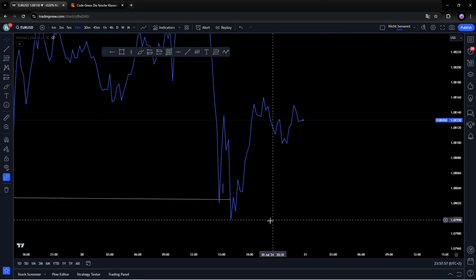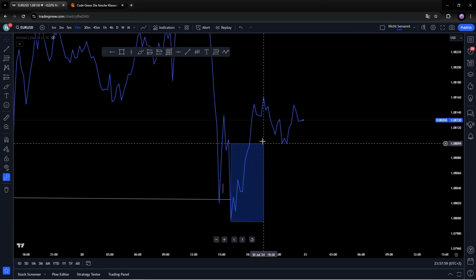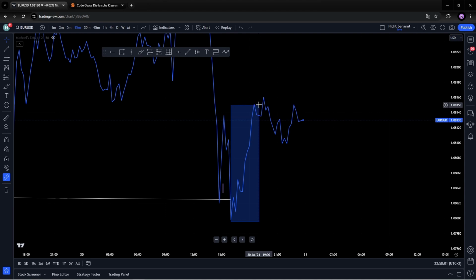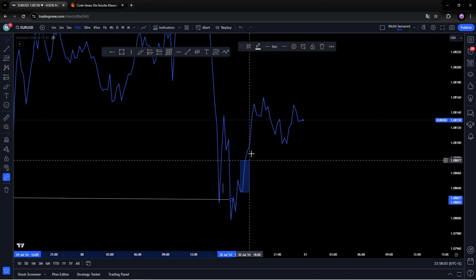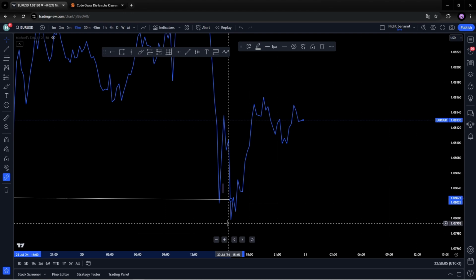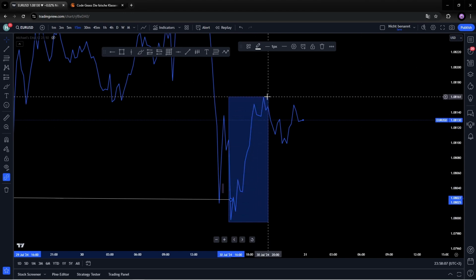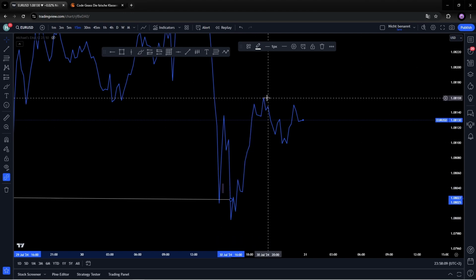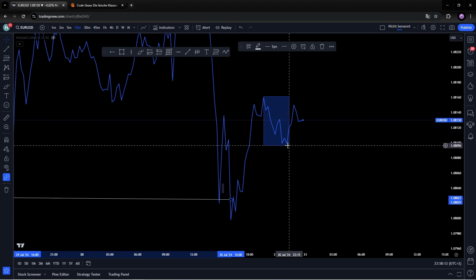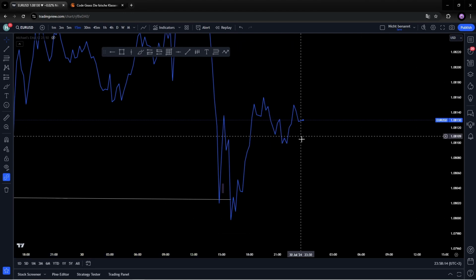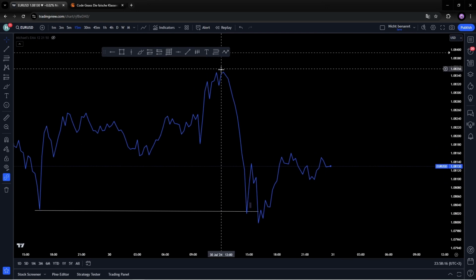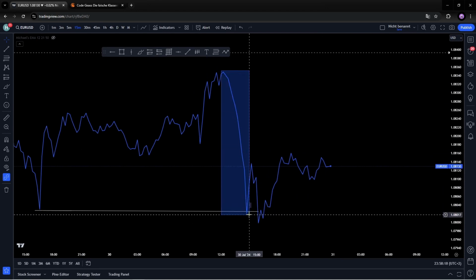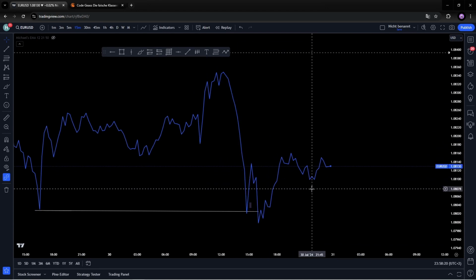You see? So don't try to short a move like this, because this is buying pressure. This whole move is kind of an uptrend. This whole move is a downtrend. This move down is selling pressure.